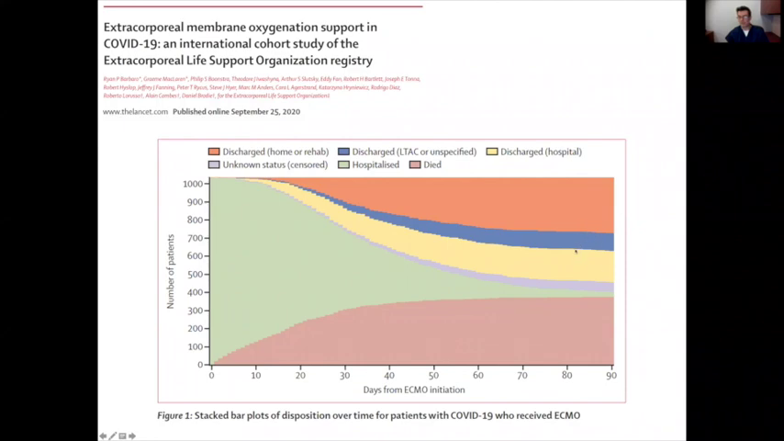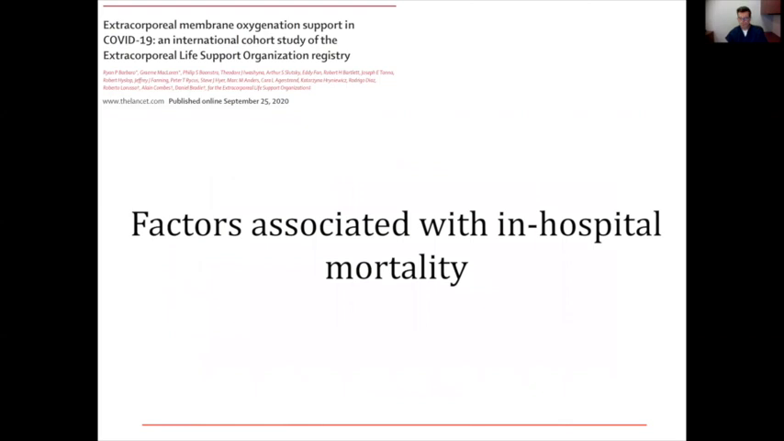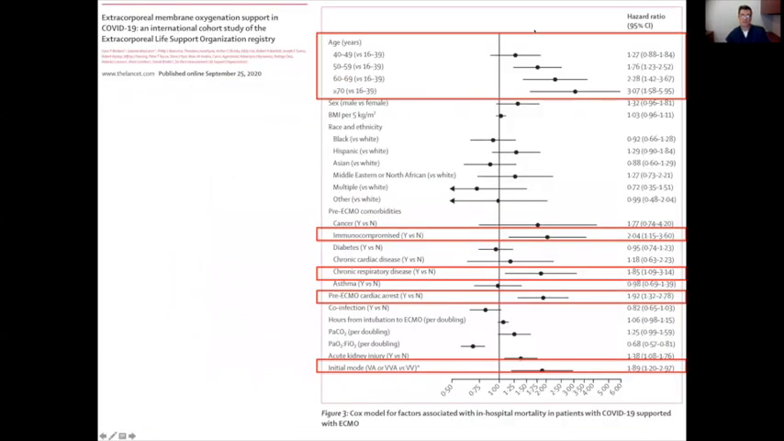And this is still a fairly large number. These are estimated mortalities, the 37.4%, because you still have patients who may or may not have survived, and we don't have final outcomes on them. What factors were associated with in-hospital mortality?